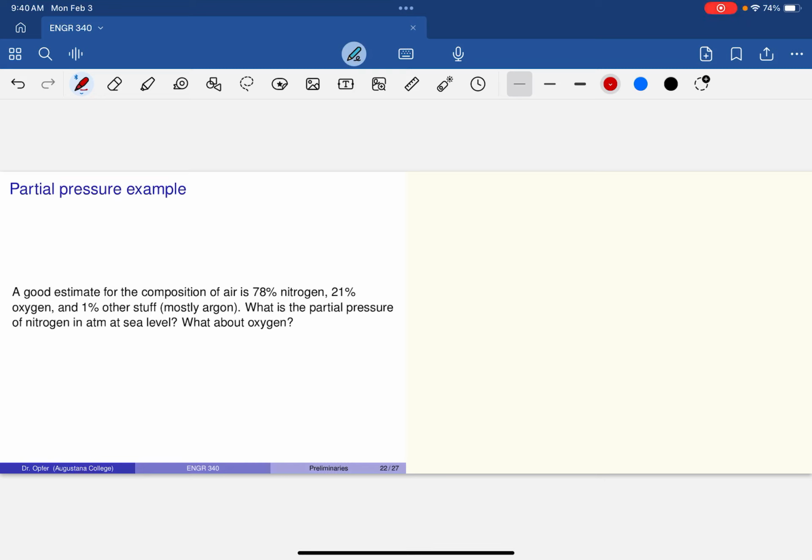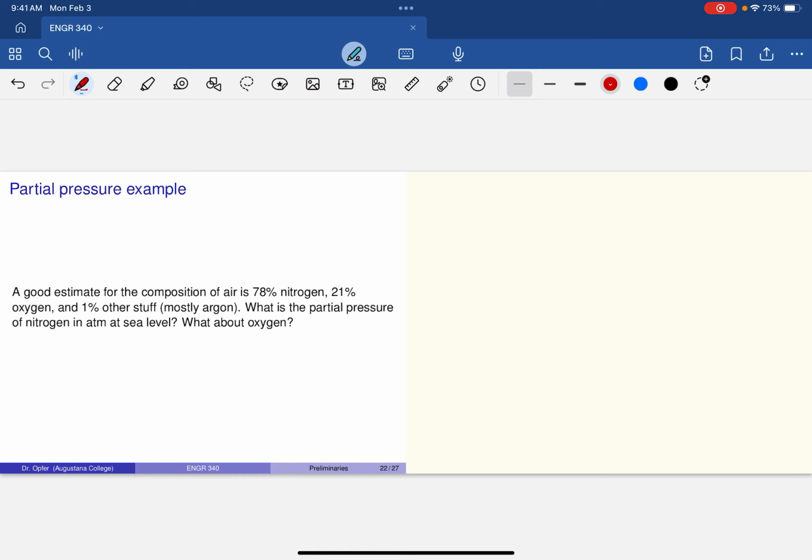Okay, for our partial pressure example, we're going to look at some partial pressures of different gaseous components of air. A good estimate for the composition of air is 78% nitrogen, 21% oxygen, and 1% other stuff. And when I say mostly argon, I mean it's like 0.94% argon, and then 0.04% carbon dioxide, and then a bunch of other teeny tiny concentrations of other things like helium and stuff. Okay, but that's irrelevant to the problem, so let's get back to it.